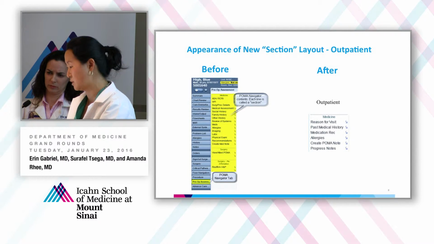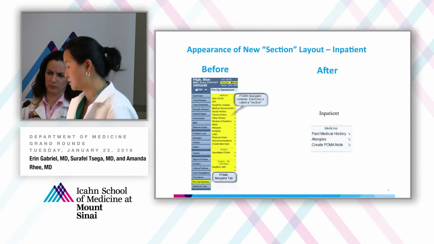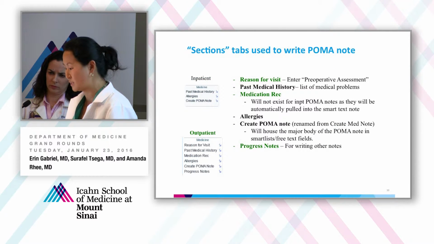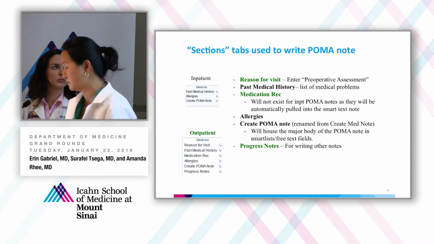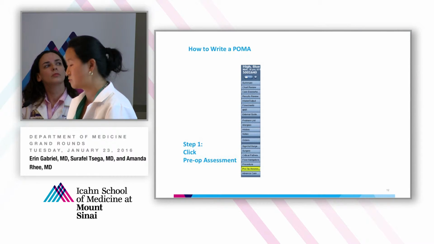So this is for outpatient, and basically what we did was we largely simplified this section part. And for the inpatient part, it's even more simple. The reason why it's a little bit different is because there are different necessary functionalities for the outpatient piece versus the inpatient piece, as you know. All right, so essentially this is what we have.